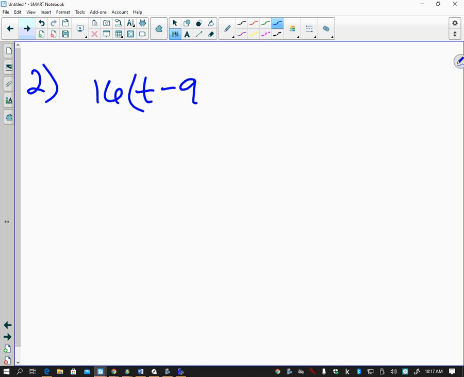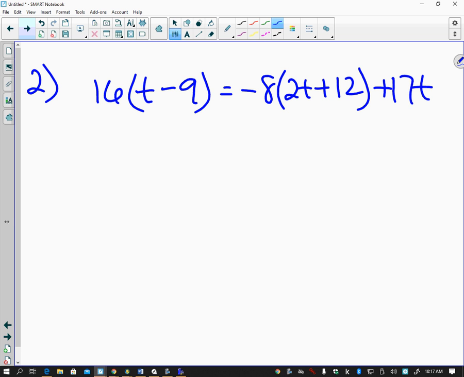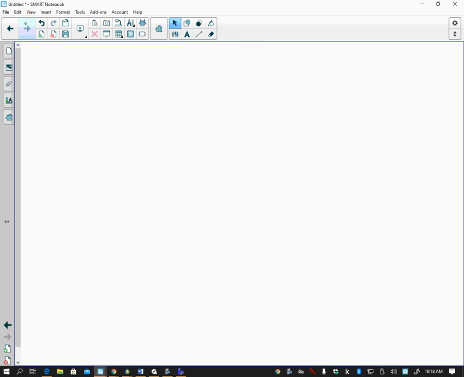t minus 9 equals negative 8. Let's say 2t plus 12 plus 17t. Something like that. Okay, it's distribution. It's moving things back and forth across. Is this something that we need practice with? No? I'm trying to save us some time, get through it, and look at as much as we can.